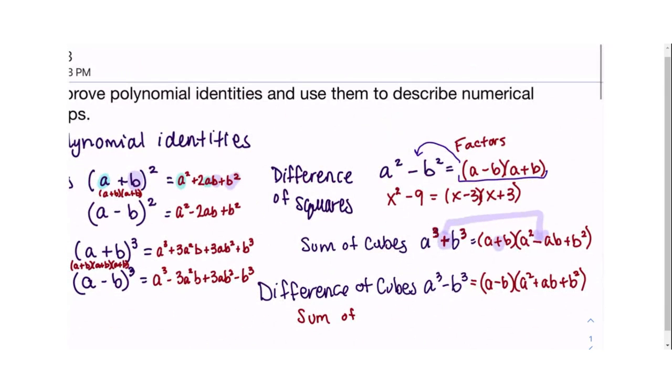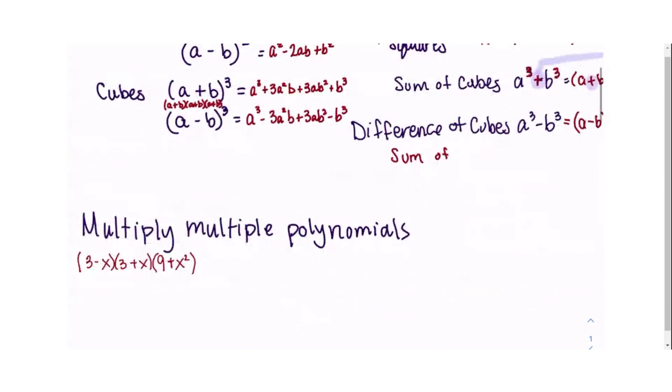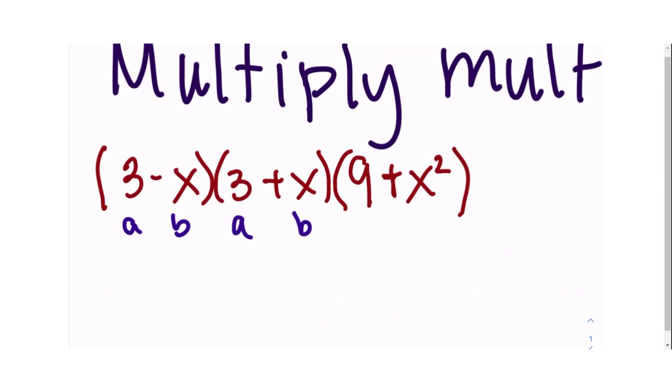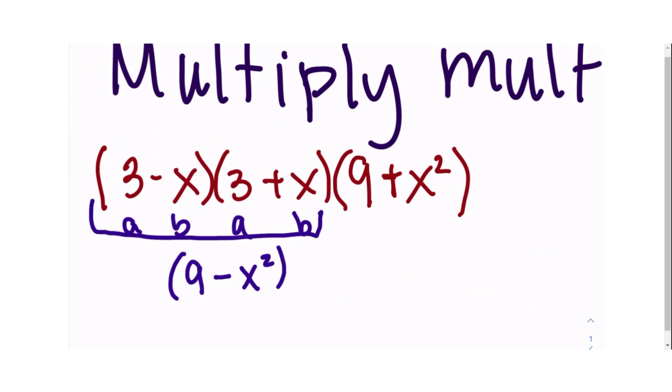So let me take this where the a is the 3. So I'm going to write that down. This is the a and that's the b, and that's the a and that's the b. Let me zoom in again. Then I know that a multiplied by a, or a squared, would be 9, subtract, and then b would be x, and that would be x squared. So we can use those identities that we just did to simplify this part right here, becomes 9 subtract x squared, multiplied by 9 plus x squared.